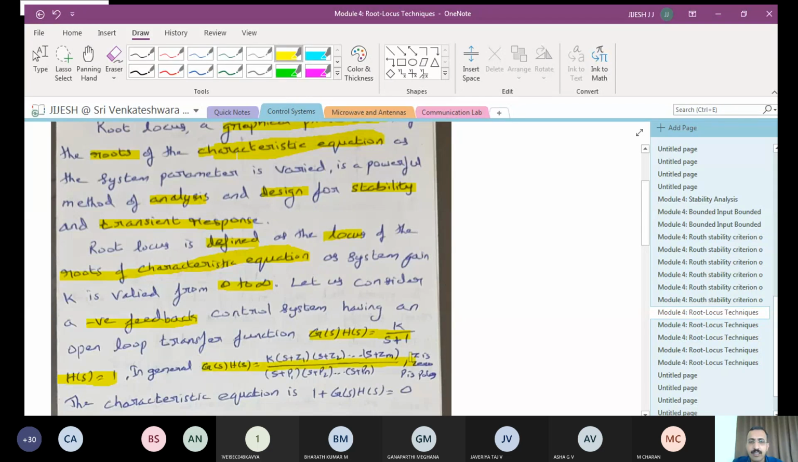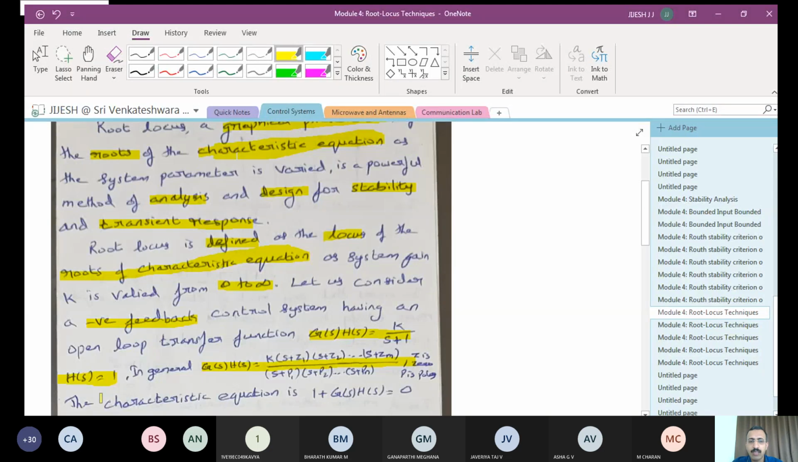In general, the equation for G(s) H(s) for a system can be written as K into (s plus z1) into (s plus z2) etc. up to (s plus zm), divided by (s plus p1), (s plus p2) etc. up to (s plus pn). Z is zero and p is poles. Write down that general equation.